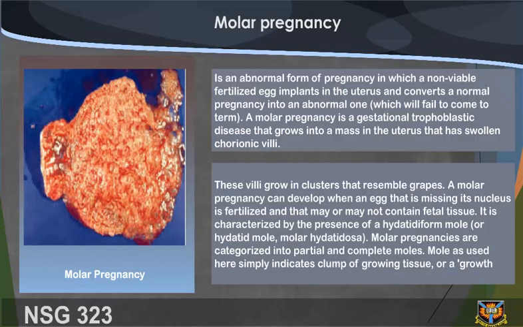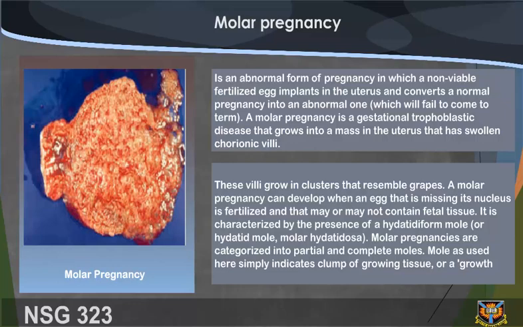A molar pregnancy is a gestational trophoblastic disease that grows into a mass in the uterus that has swollen chorionic villi. These villi grow in clusters that resemble grapes. A molar pregnancy can develop when an egg that is missing its nucleus is fertilized, and that may or may not contain fetal tissue. It is characterized by the presence of a hydatidiform mole, or hydatid mole, molar hydatidosa.